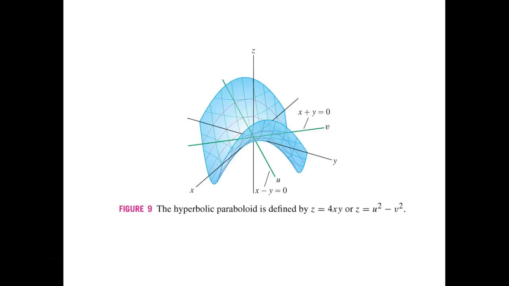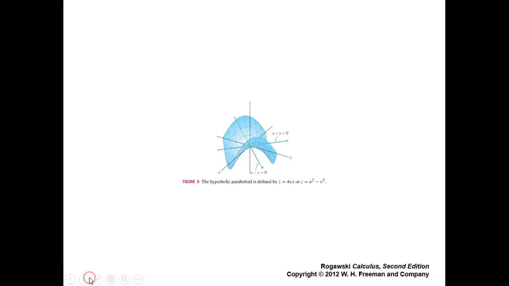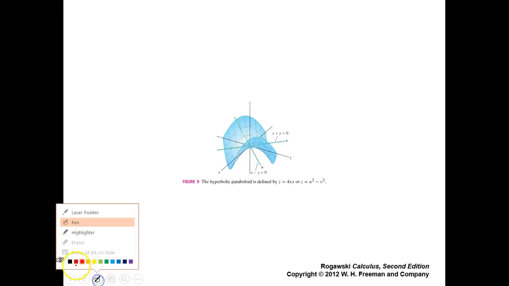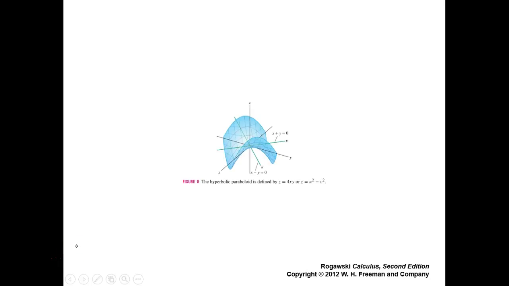By the way, what they left off here, show that z is equal to xy is a hyperbolic paraboloid by writing the equation in terms of the new variables. They didn't tell you what they were. Here's what they were. Of course, when I go to do this, it's going to disappear. Okay, or shrink anyway. Here are the new variables. u is equal to x plus y, and v is equal to x minus y, if I'm not mistaken. Yeah, that's it, x minus y.